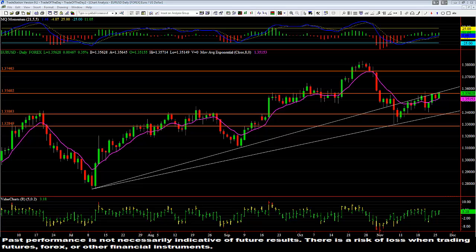Today is Tuesday, November 26th, 2013. What I have on the chart here is the Euro US dollar on our daily chart. And I wanted to just kind of bring something to your attention here. We've been tracking this over the last few days, trying to figure out which way it's going to go.